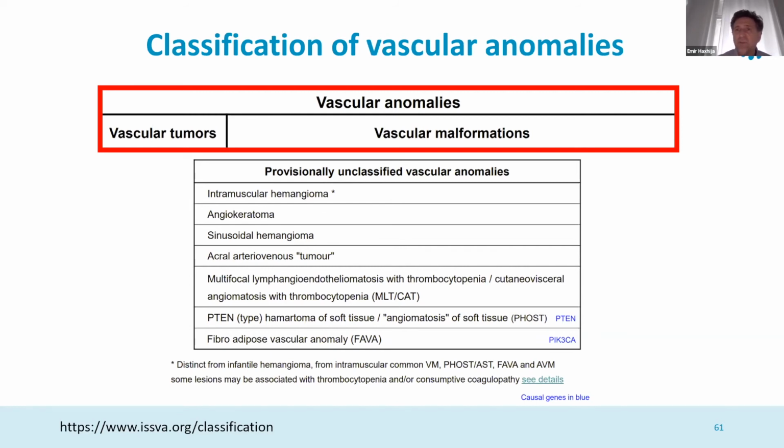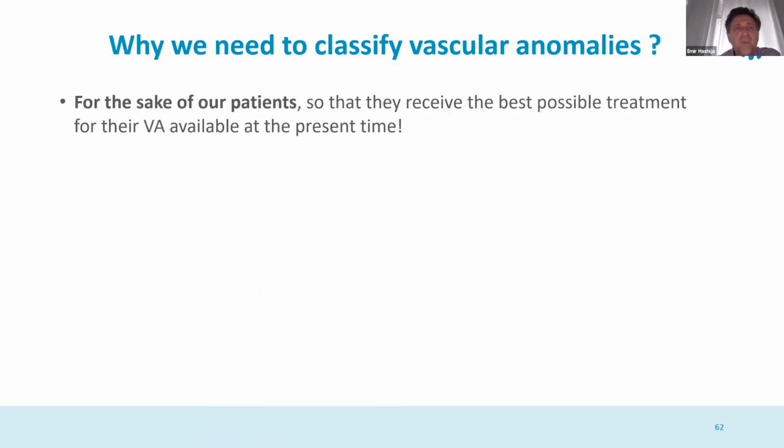There are lesions which could have parts of vascular malformation, and some parts of that could be some vascular tumor. So this is an ongoing process. This classification is for sure going to change in the next years. So I hope I could have explained to you in my presentation so far that we need the classification, first of all, for the sake of our patients, so that they receive the best possible treatment for their vascular anomalies available at the present time.